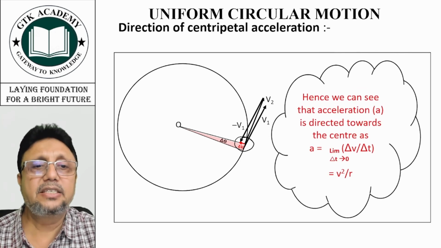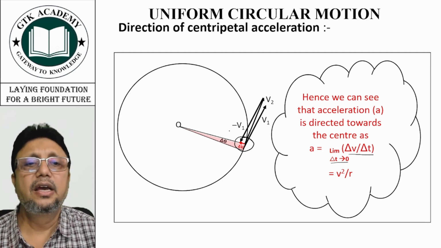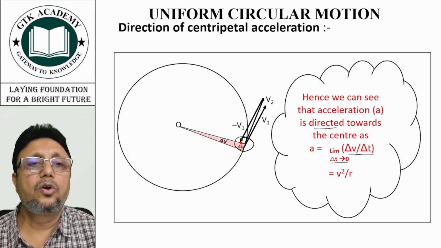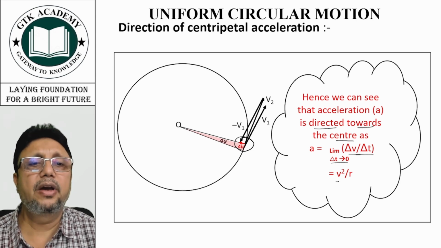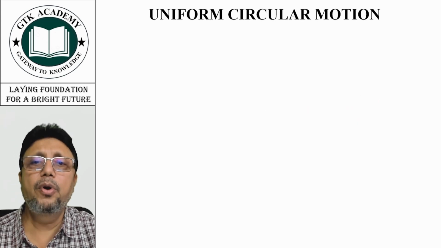So we can see that acceleration, which is delta V upon delta t, limit delta t tending to 0, that is instantaneous acceleration, is directed towards center, and its value of course is V square upon R, which is also equal to omega square R, that we have already proved. Hope you have understood.